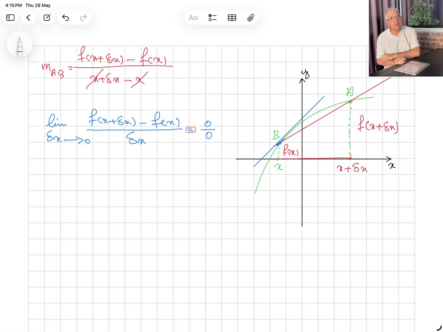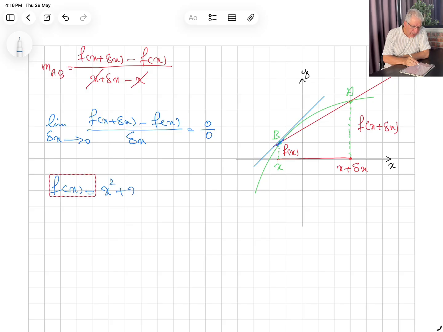So what we are going to do, we are going to simplify this. You know how to do this. You have learned about the limit, and you know how to calculate a limit of a function. I'm giving an example. Suppose f of x is equal to x squared plus x.